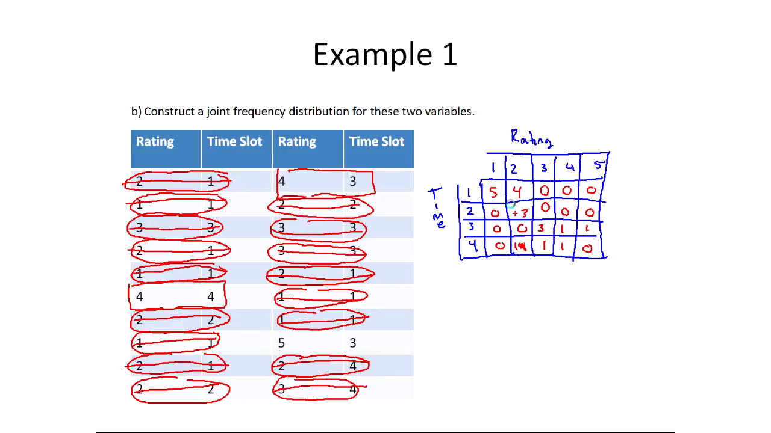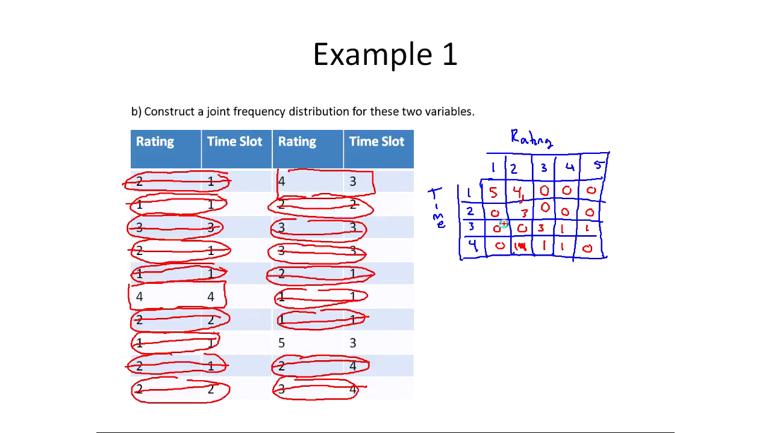So now I can quickly see that almost all our bad ratings were with time slot 1. And almost all our good ratings were with time slot 3. So obviously, I can start looking into the cause of this. And I couldn't see that on just the regular frequency distributions earlier.